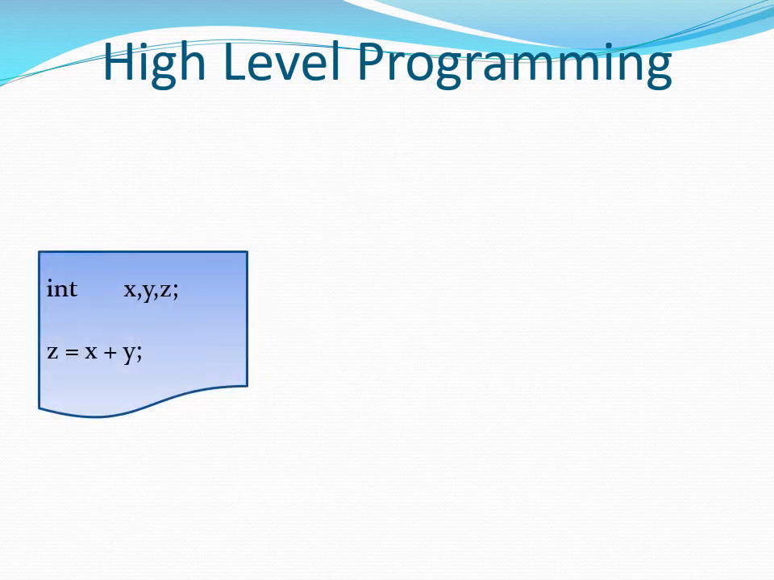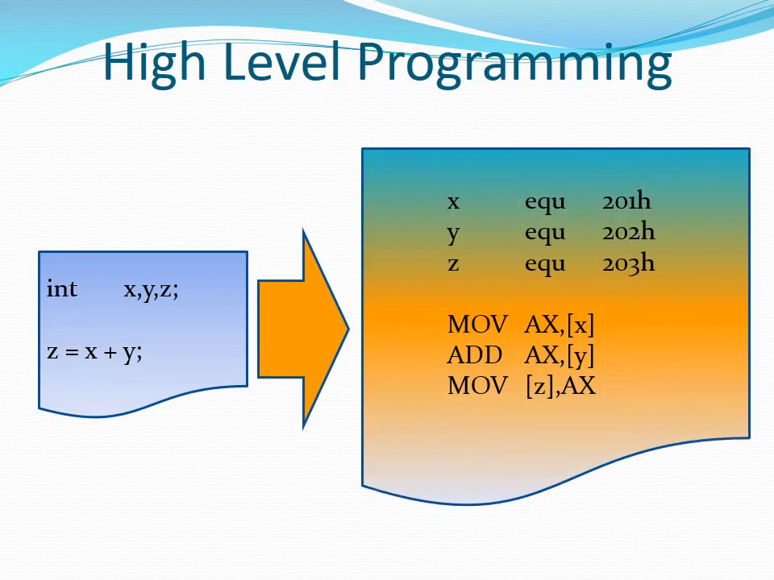Let's illustrate using the C statement Z equals X plus Y, where Z, X, and Y are memory locations that contain integers. Let's convert the statement into a suitable assembly program section. We can see that the corresponding machine code is made up of 3 instructions.